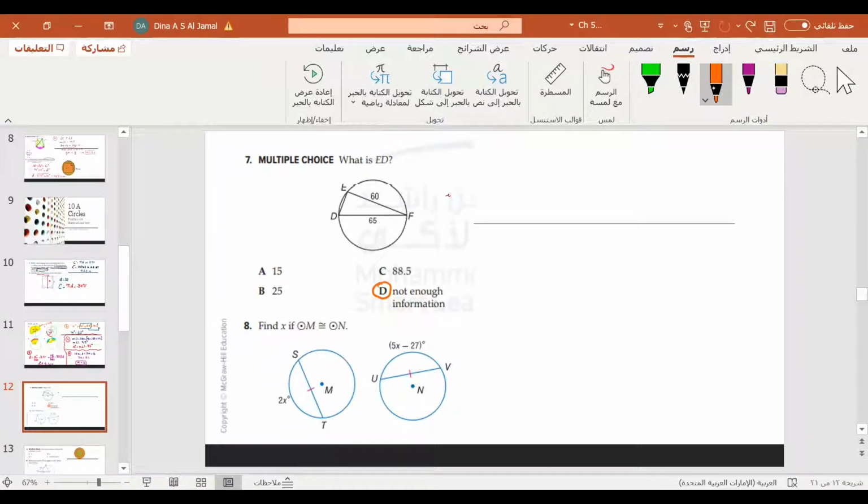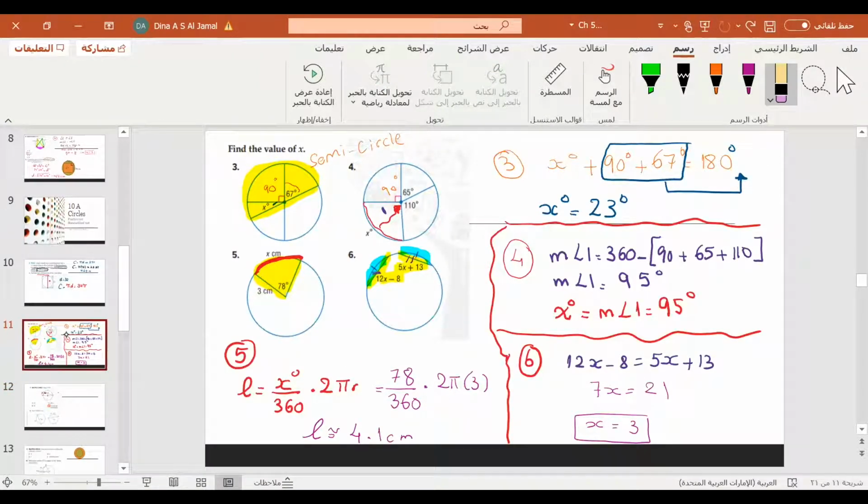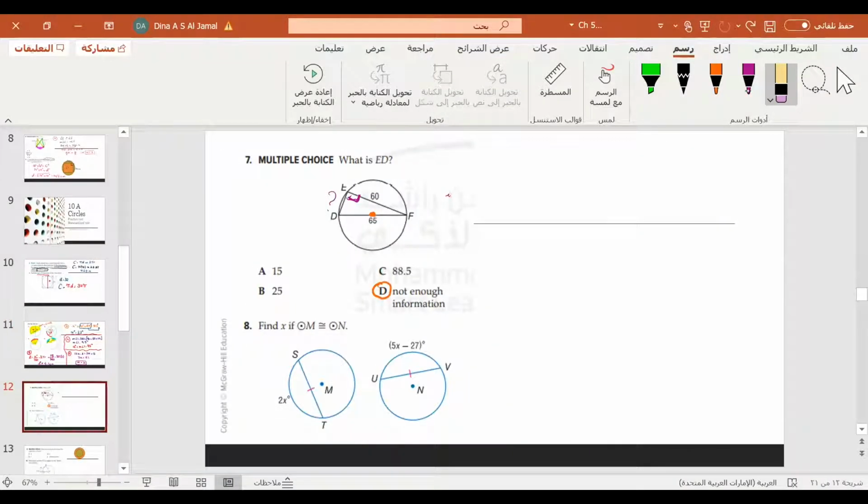This can be solved in a way that if you are having your point or your DF on the center, that means this will be a right angle triangle, and you can find this by the Pythagorean theorem. But for this, you cannot judge if it is on the center or not. For example, here we judged that it is on the center and it is a semicircle because it was really shown on the graph. So let's go to the other question.